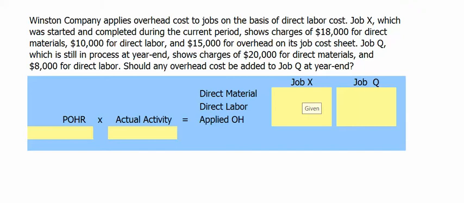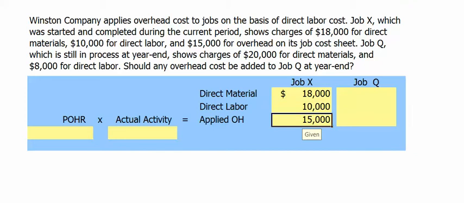Winston Company applies overhead to jobs on the basis of direct labor costs. Job X, which was started and completed during the current period, shows charges of $18,000 for direct materials, $10,000 for direct labor, and $15,000 for overhead on its job cost sheet.